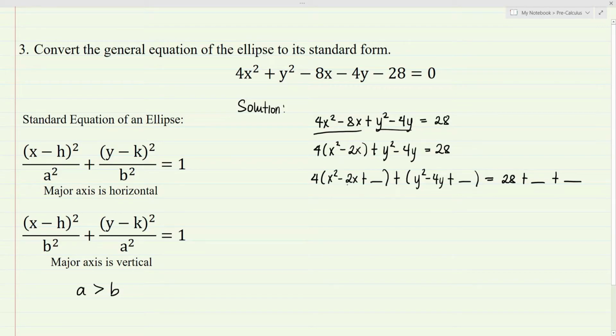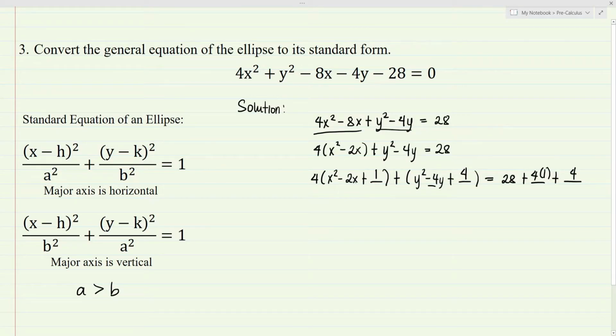So I will have here negative 2 divided by 2, that is negative 1. Square of negative 1, that would be positive 1. Next is, for this quadratic equation, the coefficient is negative 4. So negative 4 divided by 2 is negative 2. So negative 2 squared, that would be positive 4. And whatever you add on the left side must also be added on the right side. So I will add here the product of the 4 and then the constant term. So that would be 4 times 1. Then for the second constant term, we have here 4.